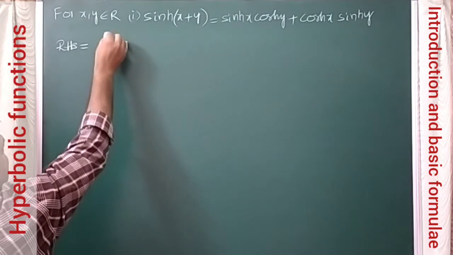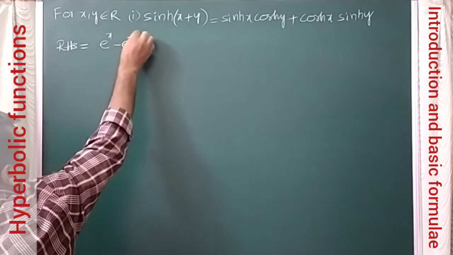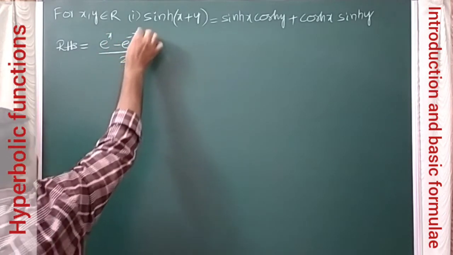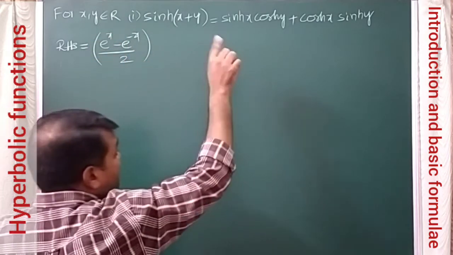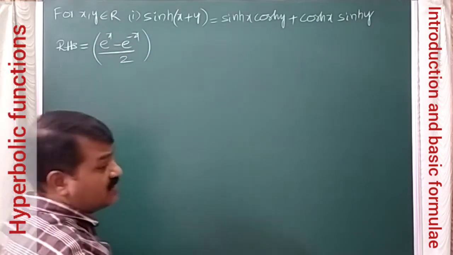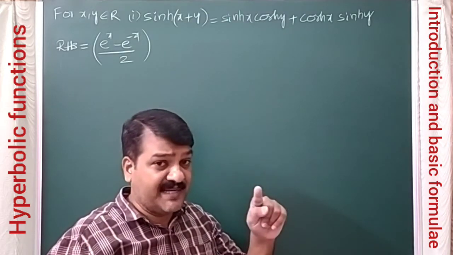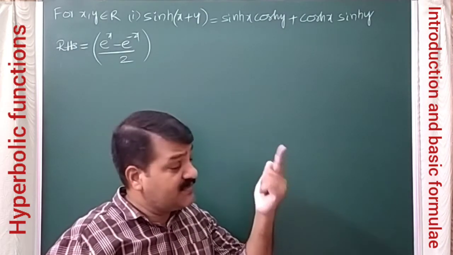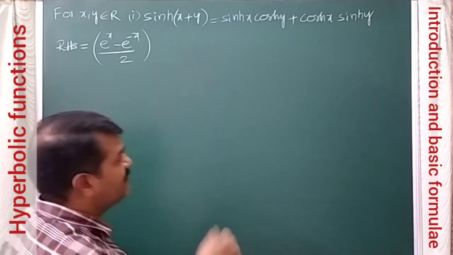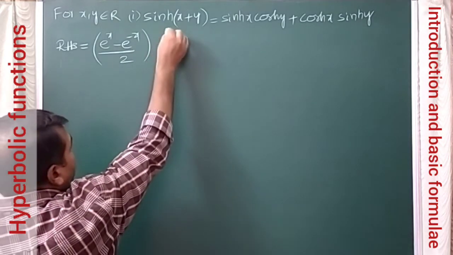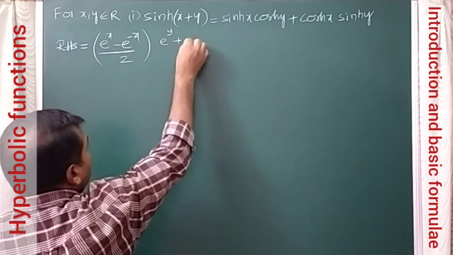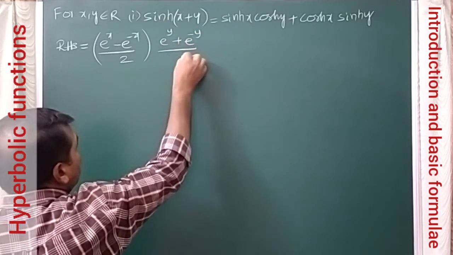Sinh x is e power x minus e power minus x by 2. Next, cosh y. Cosh x we know: e power x plus e power minus x by 2. Cosh y means you replace x with y. So cosh y means e power y plus e power minus y by 2.